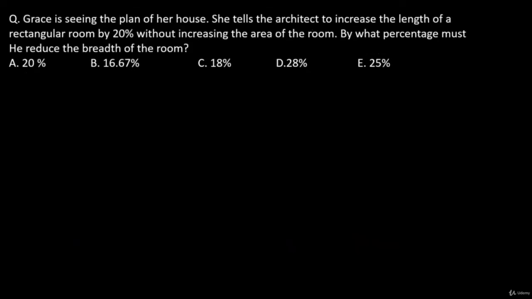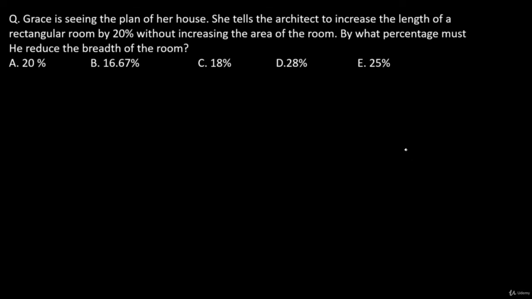Let's do this question. Grace is seeing the plan of her house. She tells the architect to increase the length of a rectangular room by 20% without increasing the area of the room. By what percentage must he reduce the breadth of the room? Alright, pause the video, give it a try, and then let's do it together. Alright, we are back. I hope you have given it a try.